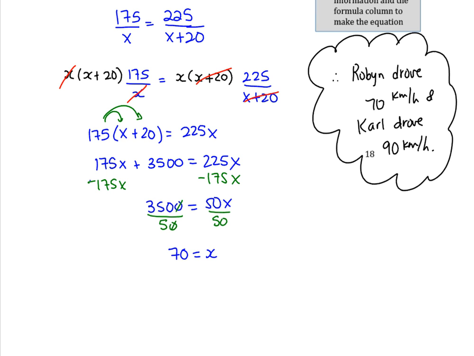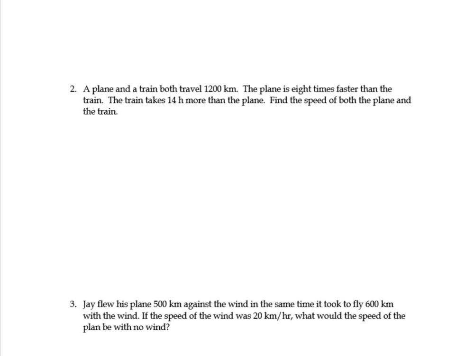Okay, 2 more. Next page. Plane and a train. Guess what my 2 situations are going to be? My son would love this. Planes and trains. A plane and a train both travel 1,200 kilometers. The plane is 8 times faster than the train. The train takes 14 hours more than the plane. Find the speed of both the plane and the train.